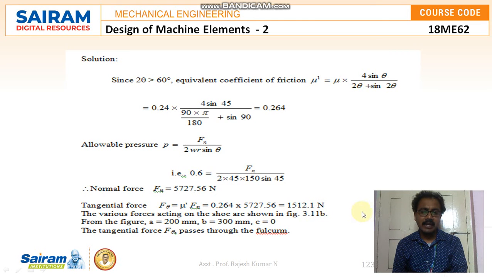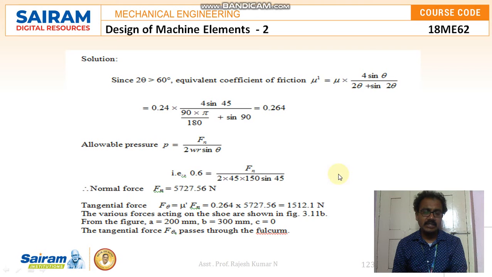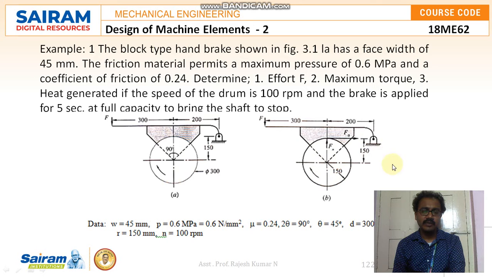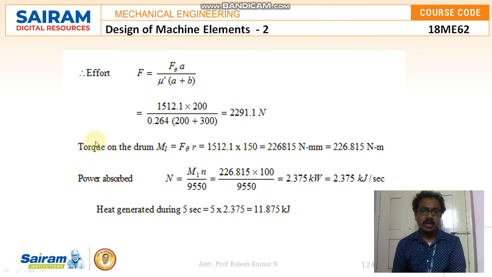And the various forces acting on the shoe are shown in sketch 3.11b. You can see these are the various forces which are acting. From the sketch I will write down a value 200, b 300, and we don't have a center distance for this case because the tangential force is acting on the same axis. So the tangential force F theta passes through the fulcrum, so c is equal to 0. So for this case, F is equal to F theta a divided by mu dash into a plus b. Substituting the F theta, a and b values, I get the effort value as 2291.1 Newton.